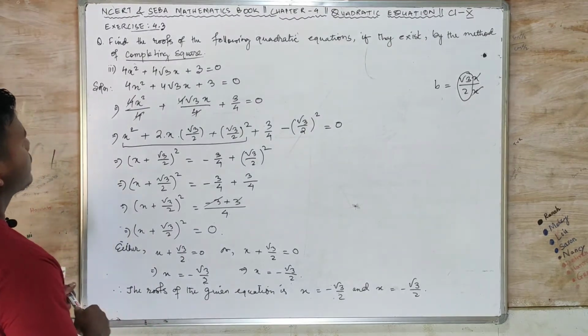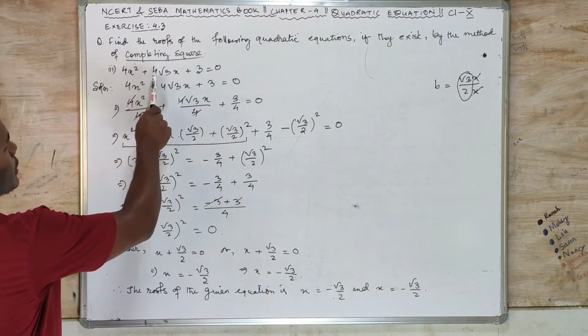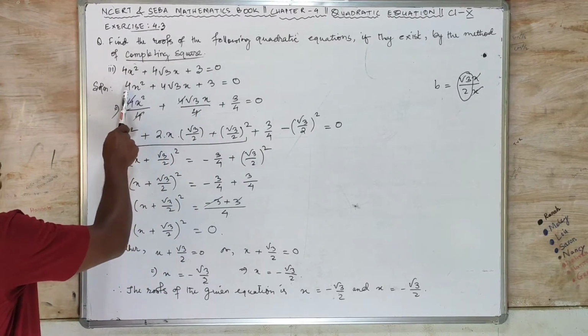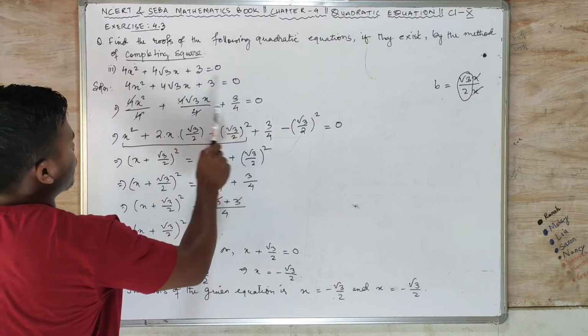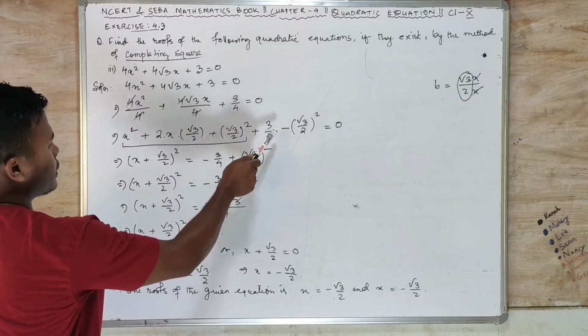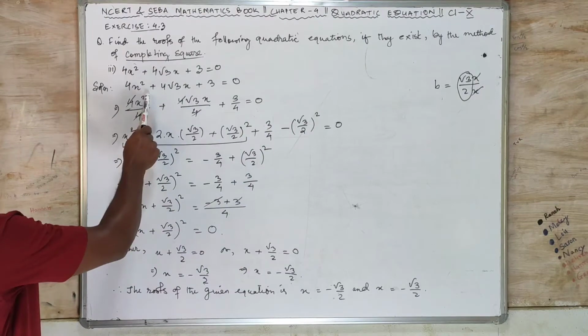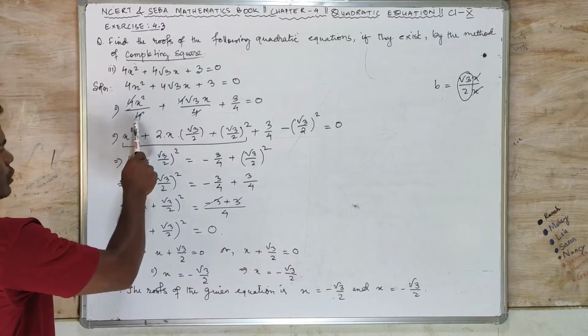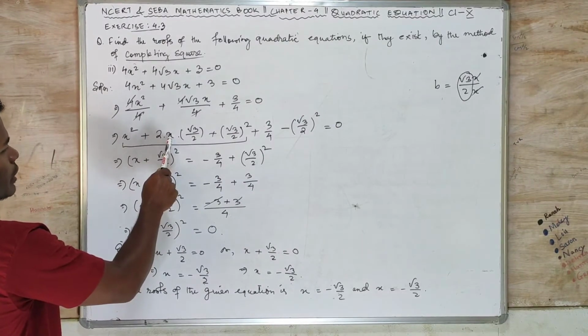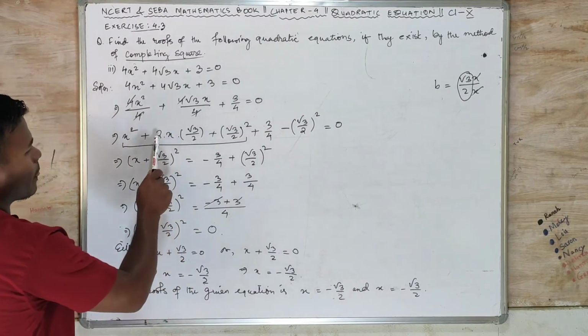Now you see 4x square plus 4 root 3x plus 3 is equal to 0. Since the first coefficient is 4, you will divide the whole term by 4. Then 4 and 4 you can cancel, 4 and 4 you can cancel, and 3 by 4 over here. Now you see here x square remains, so x square, a square plus 2a. This is a constant number according to the formula.